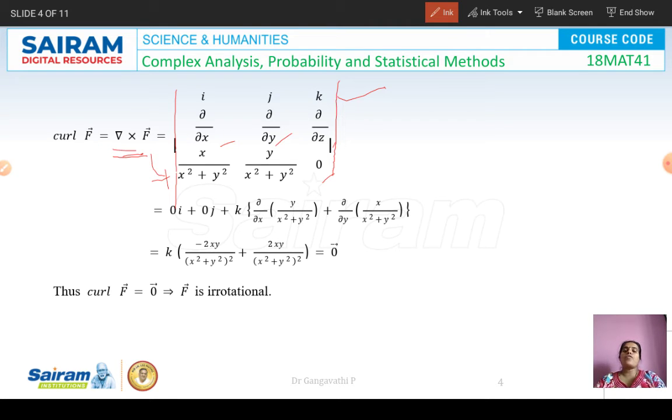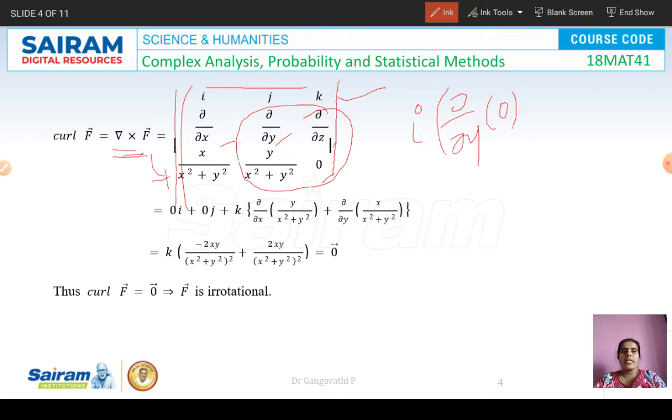So now we have to solve this determinant. We all know how to solve a determinant. It is i into, leave this row and this column, we have this term. So we have to evaluate this determinant, which is ∂/∂y of 0 minus ∂/∂z of y/(x²+y²). As there are no z terms here, this entire thing is a constant and differentiation of a constant is 0. So we have written 0.